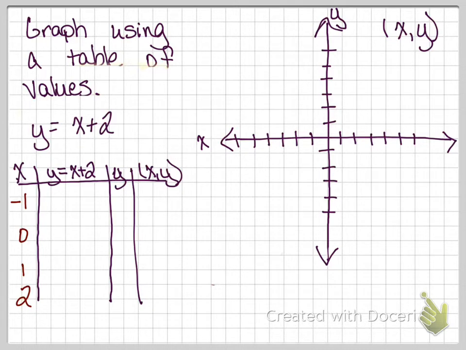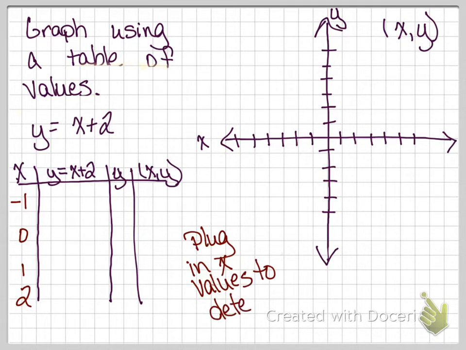So what I have done is I have just chosen 4 values: -1, 0, 1, and 2. So we are going to plug in X values to determine the Y value. That's what we're going to do, to determine the Y value. And once I have an X and a Y value, I have what is called an ordered pair.